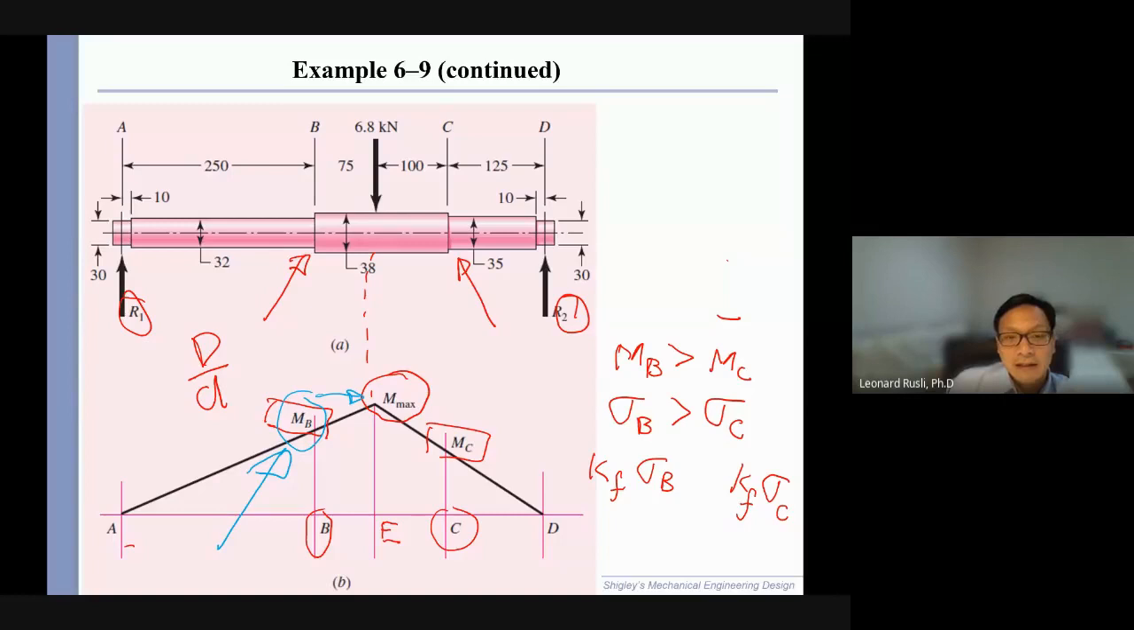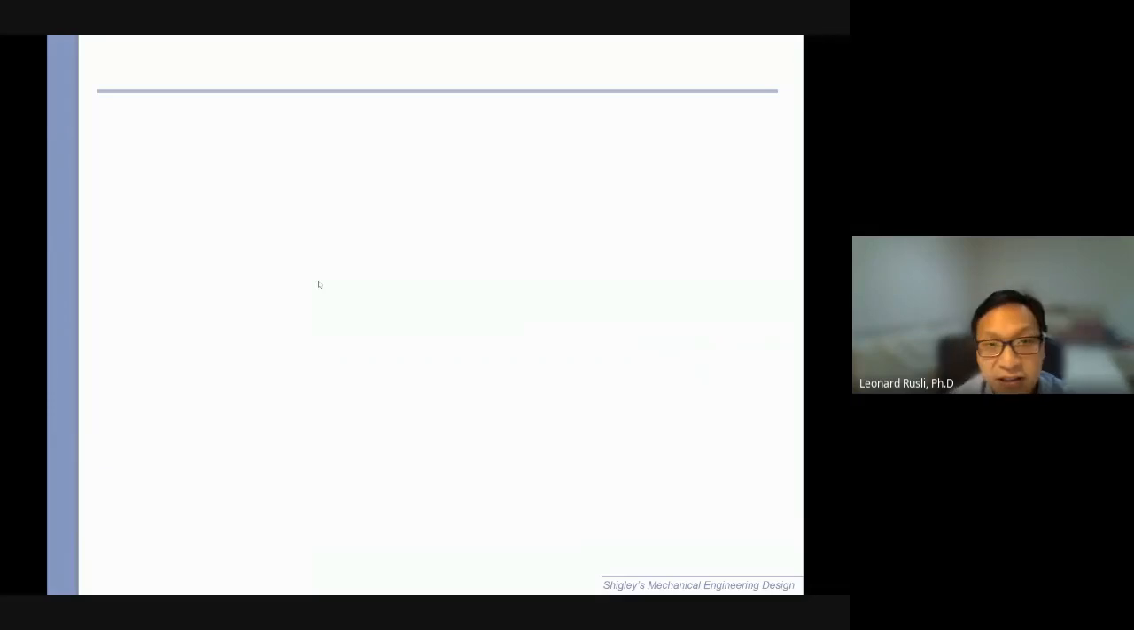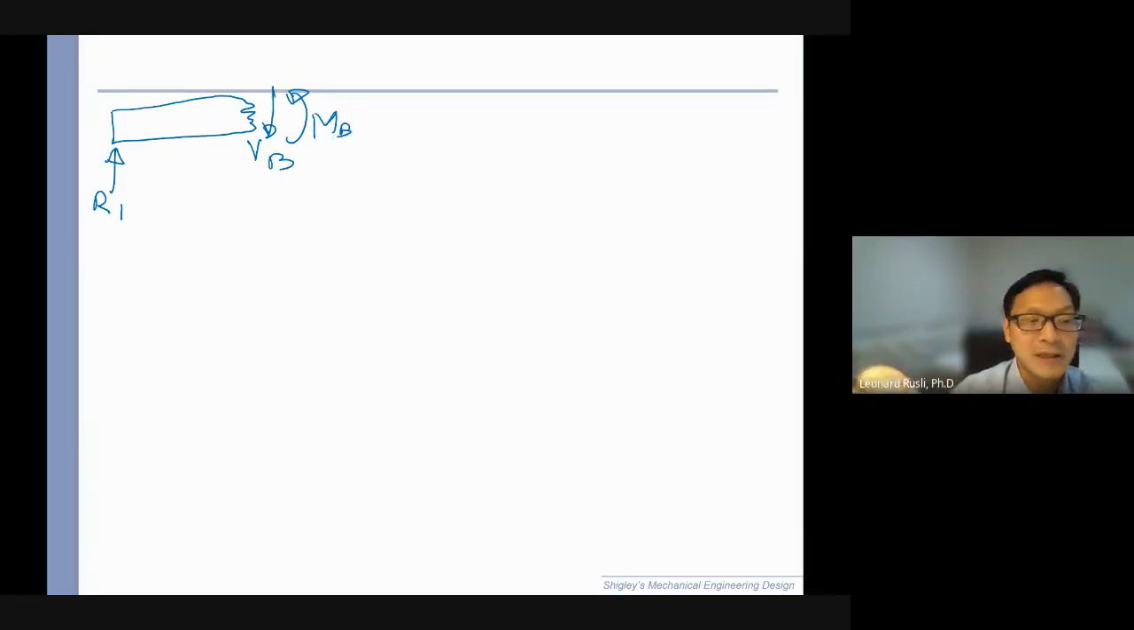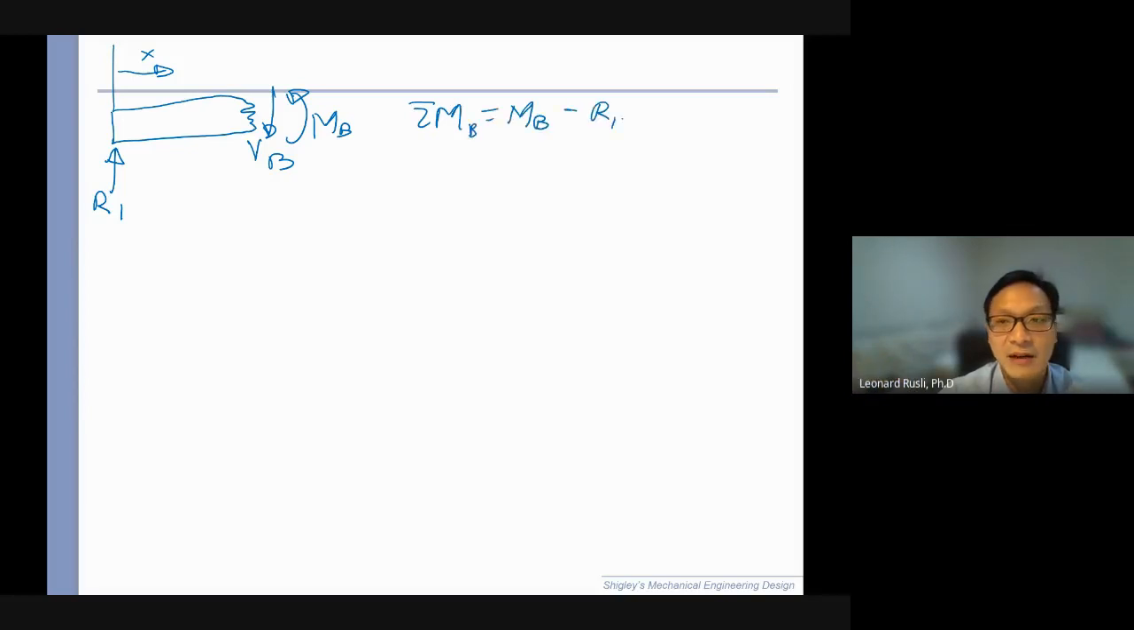Is it visible now? So I'm going to cut at B, and we're going to evaluate the internal moment at B. This is R1, and these are the internal forces, V and M at B. Okay? This is my x-axis going from left to right. So the sum of moments at B is equal to MB minus R1 times X equals 0.